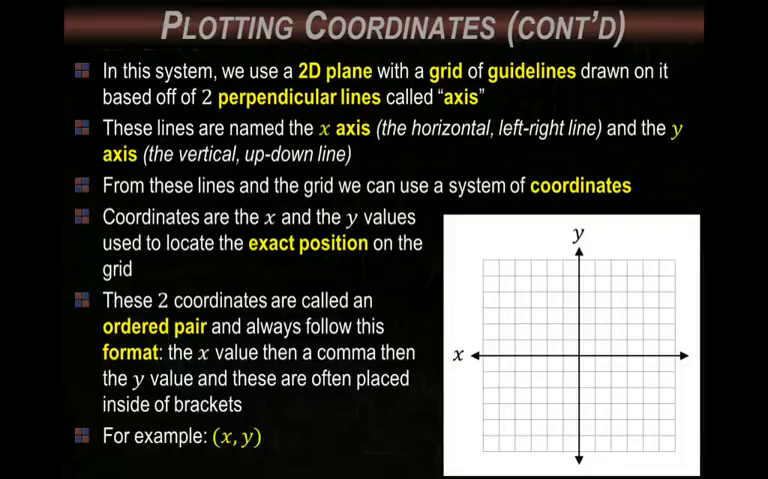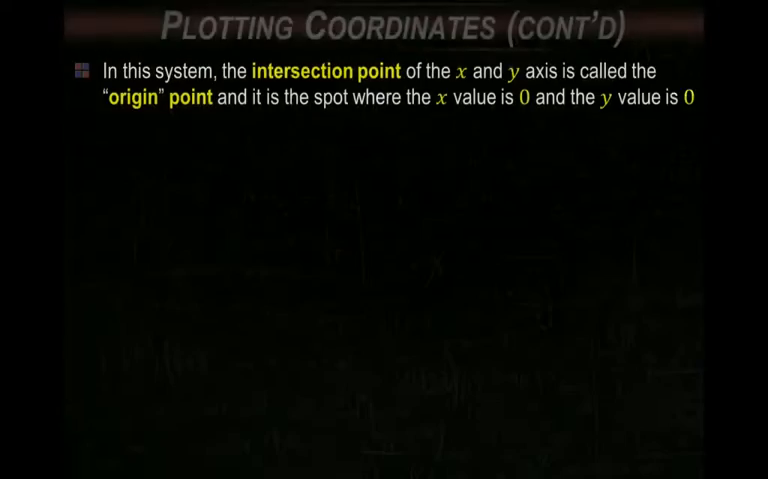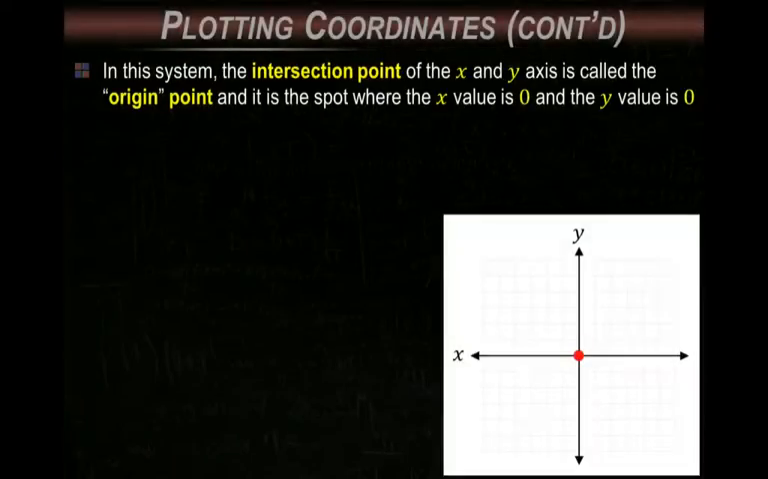Okay, let's expand on this. So we have this system for plotting a point based on a grid and 2 lines, an x, y, and an x, comma, y in what's called an ordered pair coordinate. Now, there is a spot on this grid where the 2 lines intersect, or where they meet, right there.